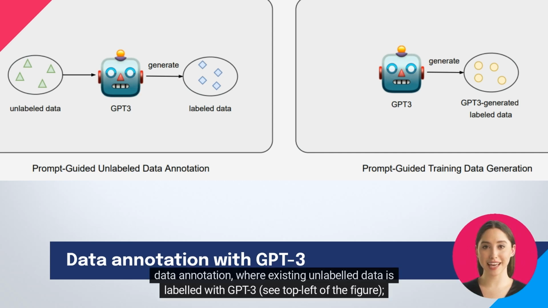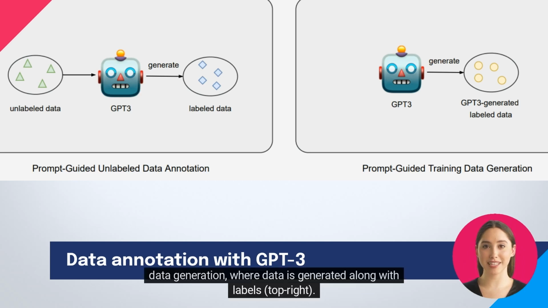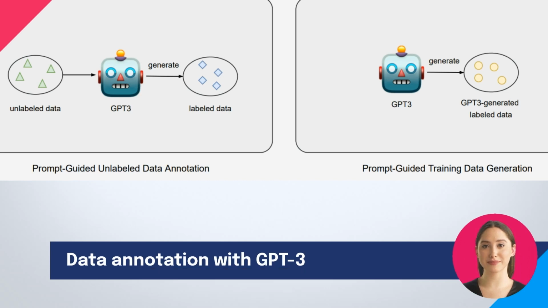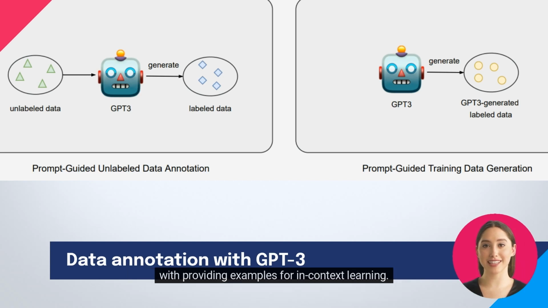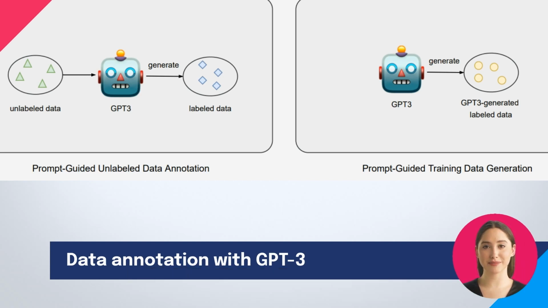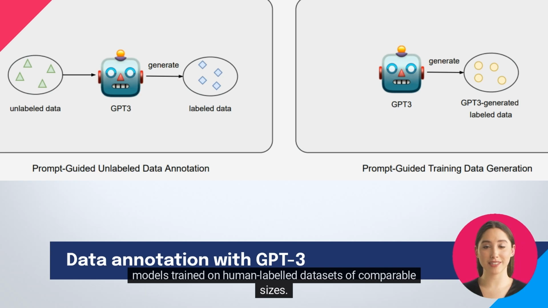1. Data annotation, where existing unlabeled data is labeled with GPT-3, see top left of the figure, and 2. Data generation, where data is generated along with labels, top right. Both data annotation and generation are achieved through constructing suitable prompts for the tasks, along with providing examples for in-context learning. The authors fine-tune BERT models on the newly created synthetic datasets and compare the accuracy with models trained on human-labeled datasets of comparable sizes.